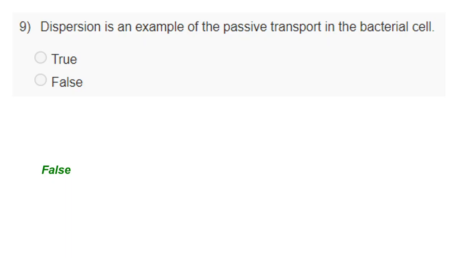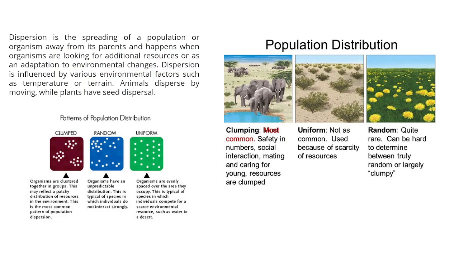So what does dispersion mean in biology? Dispersion is basically the spreading of a population or organism away from its parents. And it's very self-explanatory. What does it mean to disperse? Dispersing is basically spreading away from a particular position. So when the population is moving away from its parents, because the organisms are looking for additional nutrition, additional resources, or any change in the environment, that's when dispersion happens. And it can be influenced by a variety of factors such as temperature, terrain, limitation of resources, anything.